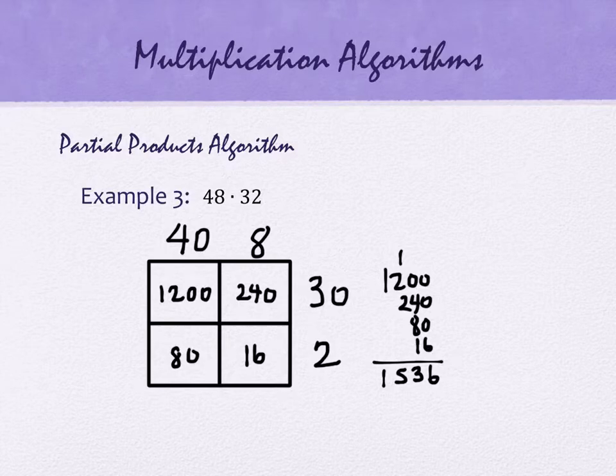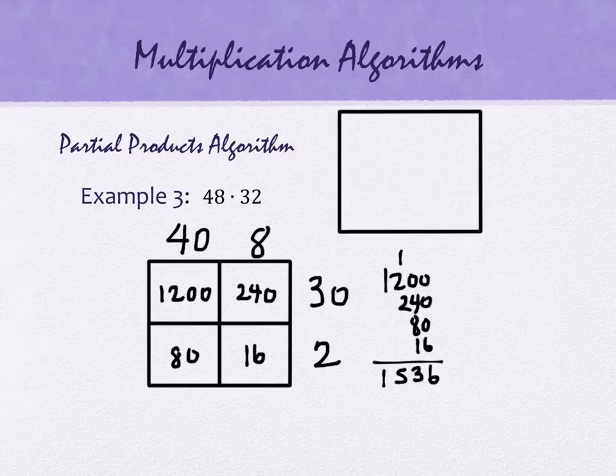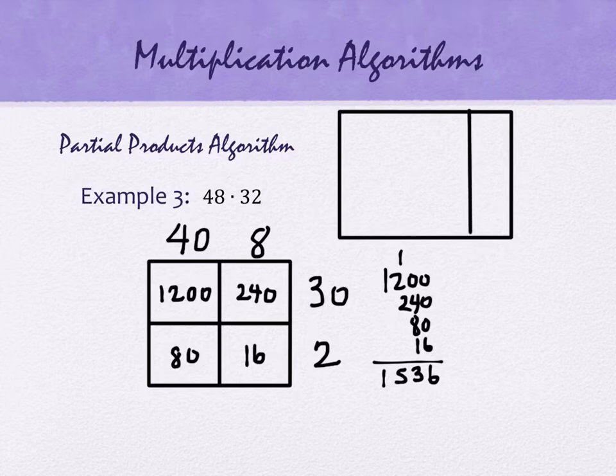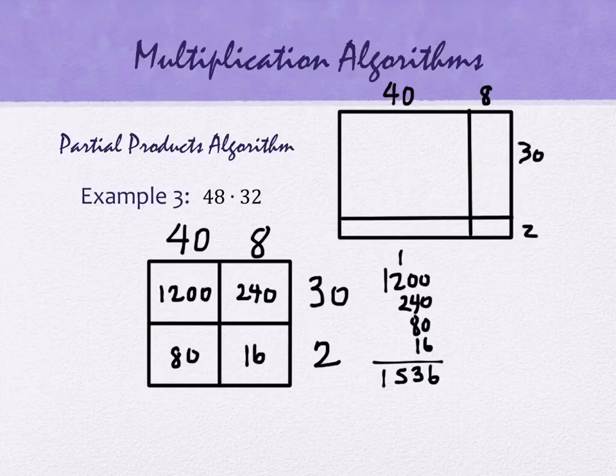Let me draw you a picture of what this is really doing. We've had an area model for multiplication before, right? Here's 40 wide, and here's 8 wide. Is that believable? It's more believable than my other diagram where they looked equal, right? And then the other one is 32. So here's the 30 long, and here's the 2 long.